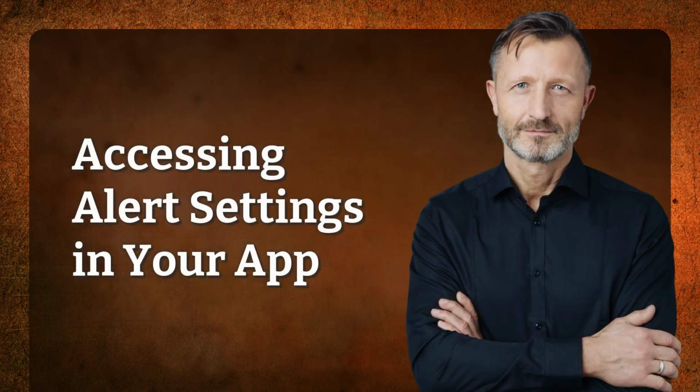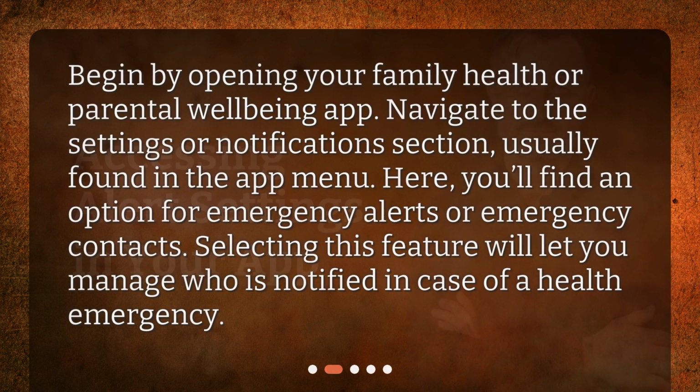Accessing alert settings in your app. Begin by opening your Family Health or Parental Wellbeing app. Navigate to the Settings or Notifications section, usually found in the app menu. Here you'll find an option for emergency alerts or emergency contacts. Selecting this feature will let you manage who is notified in case of a health emergency.